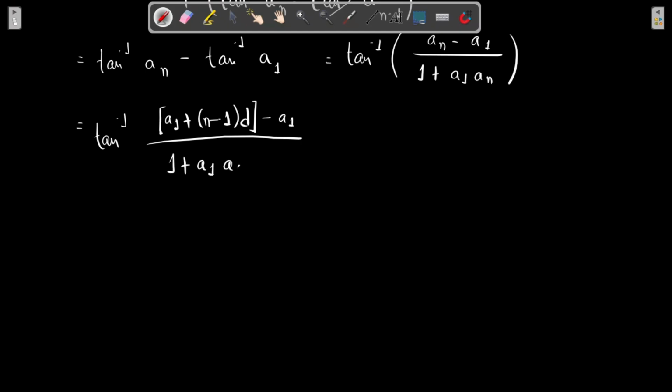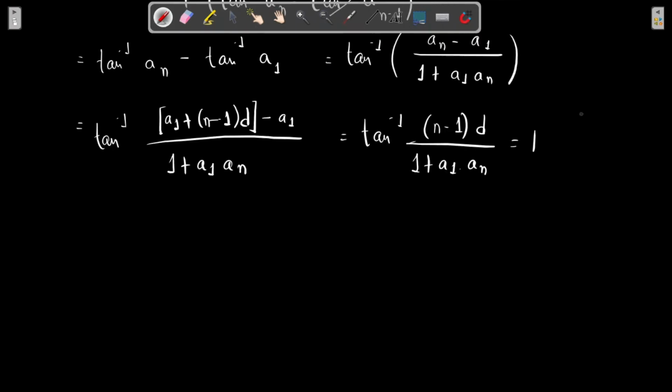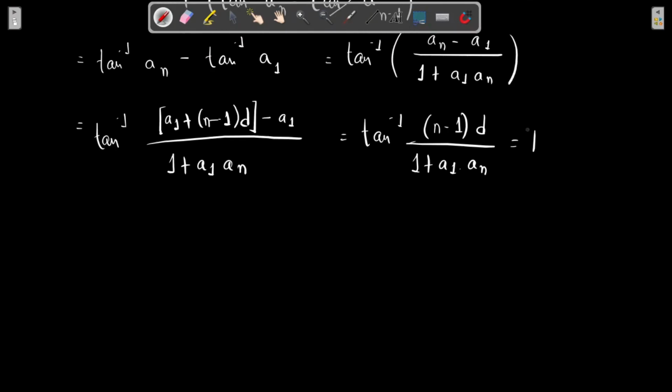In the denominator we don't need to do anything. After opening the brackets, this a₁ and this a₁ will get cancelled out. So in the numerator we will be left with (n − 1)d divided by 1 + a₁aₙ. So this is equal to the RHS in the question, tan⁻¹((n − 1)d/(1 + a₁aₙ)). So we have proved it.